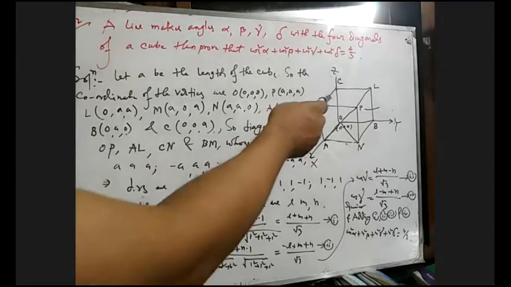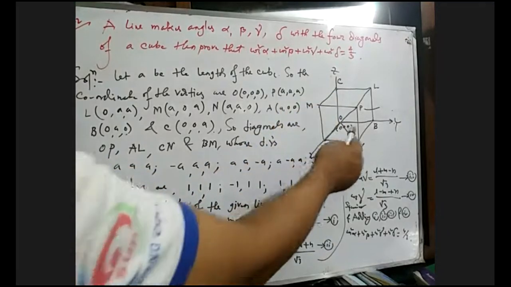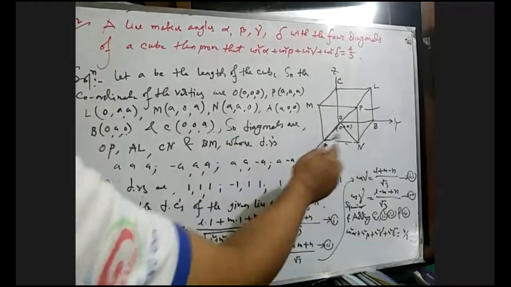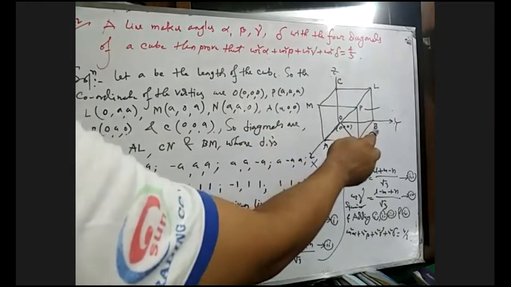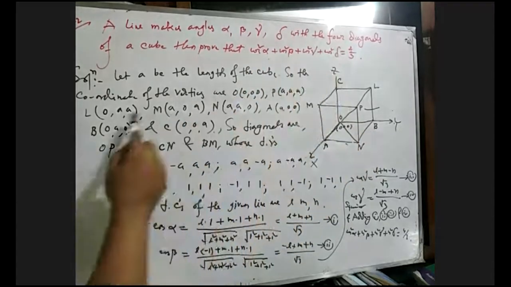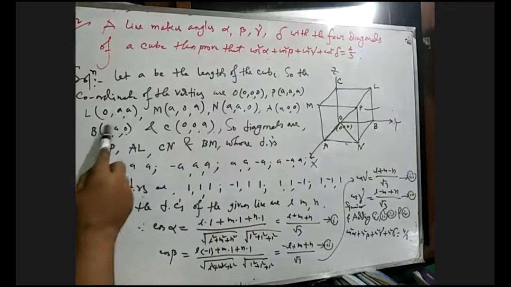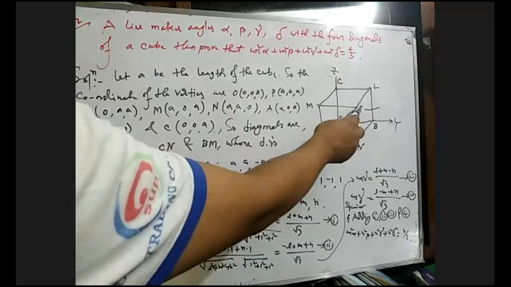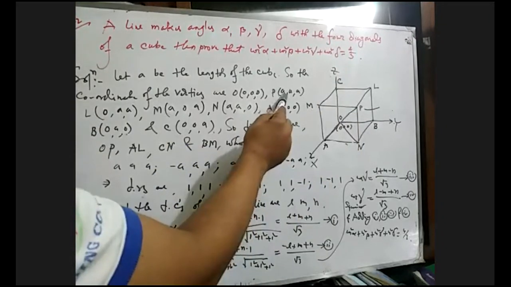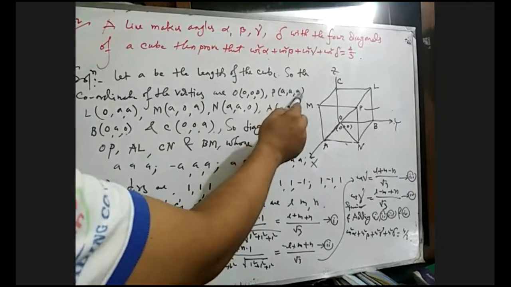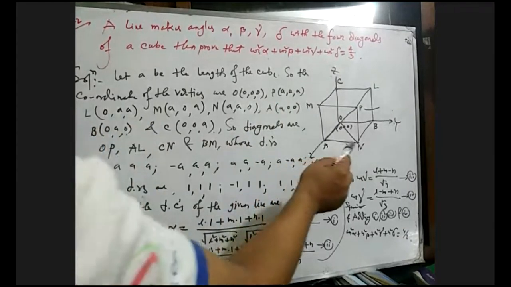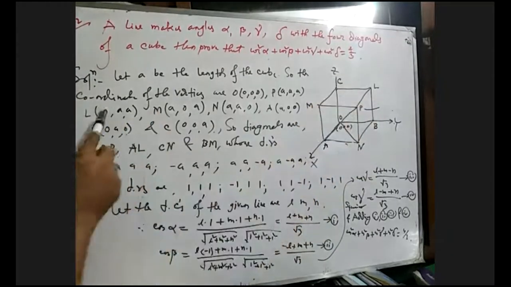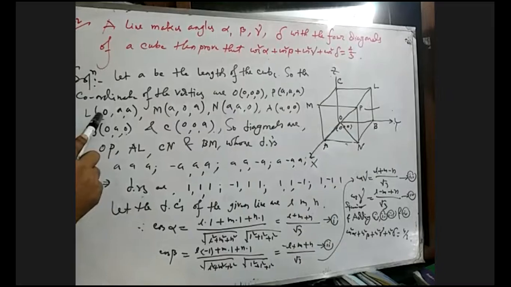So from this figure, this is the x-axis, this is the y-axis, and this is the z-axis. There are 8 points. Points A, B, C lie on the x, y, z axes respectively. So A is (a, 0, 0), B is (0, a, 0), and C is (0, 0, a). Similarly, with the origin (0, 0, 0), P is the point at distance x equals a, y equals a, z equals a. L lies in the YZ plane, so the x coordinate will be 0: (0, a, a).